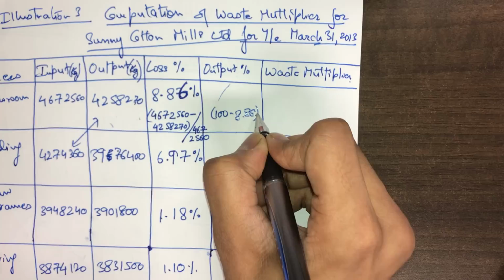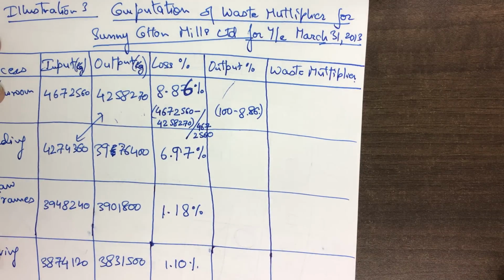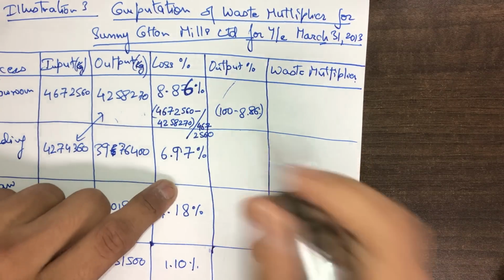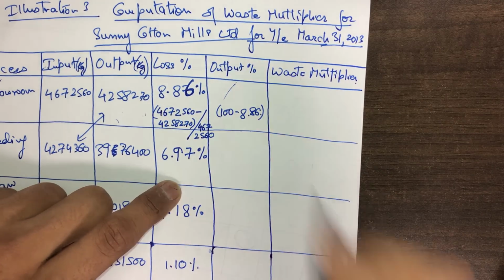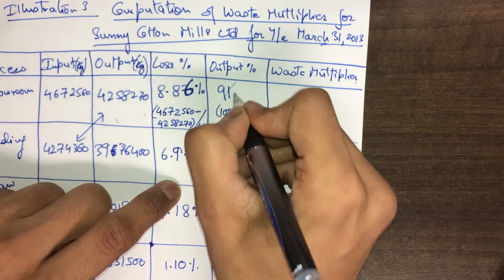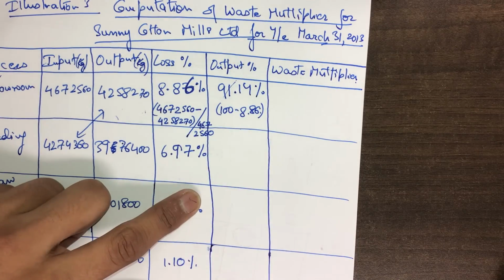Please see this. Output will be computed by subtracting the loss percentage from 100. So suppose 100 units are inserted in process 1, what will be the output percentage? The output percentage will be 91.14%. How is it computed? 100 minus 8.86.